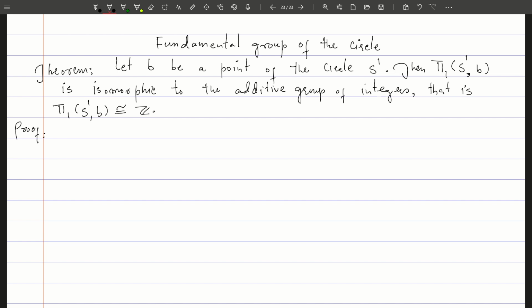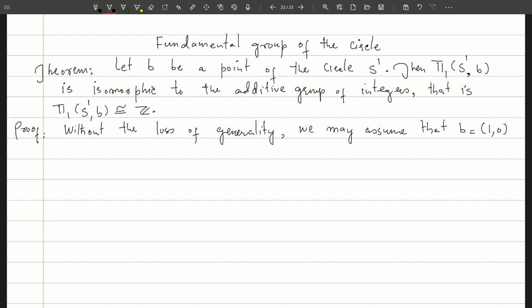So without loss of generality, we may assume that this point B is the point (1, 0) on the circle. So we have this S1 to be the unit circle.